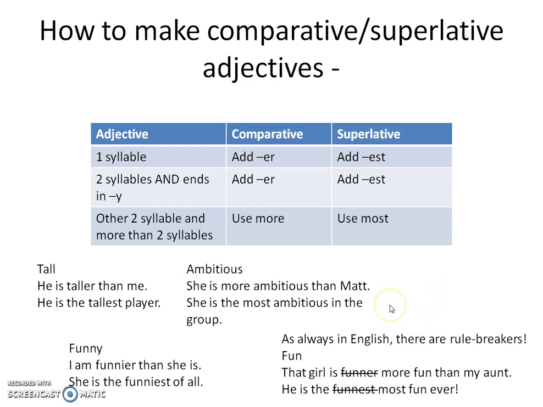And as always in English, there are rule breakers. An example of that one is fun. While it's only 1 syllable, we don't say that someone is funner or the funnest. So there's some exceptions. For the most part, this is where all your reading comes in handy, because the more you read, the more some of these just sound right or sound wrong. If I say that girl is funner than my Aunt Amy, funner doesn't sound right. I would say that girl is more fun than my aunt.